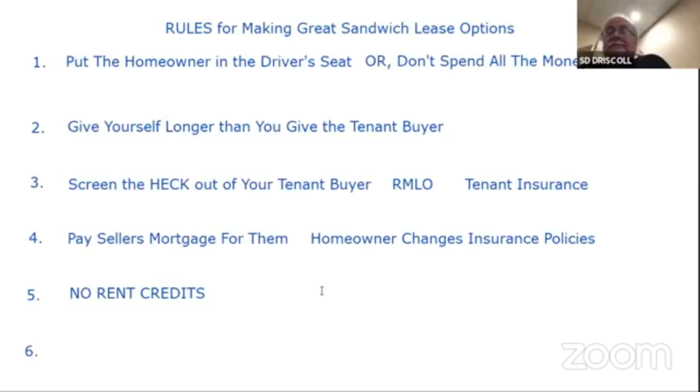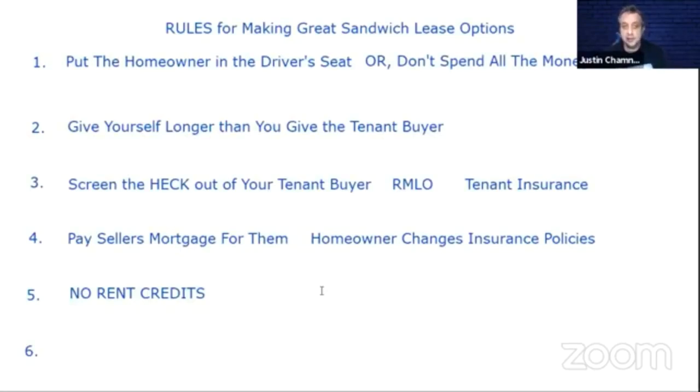There you go. Number five, no rent credits. What am I talking about here, guys? Anybody know? No rent credits. In other words, don't tell the tenant buyer, your payment's going to be $1,000 a month, and for every month that you make it on time, I'm going to take $100 off the purchase price.